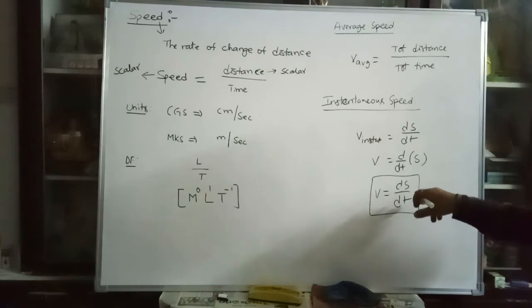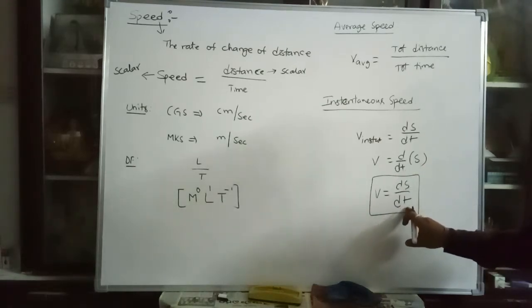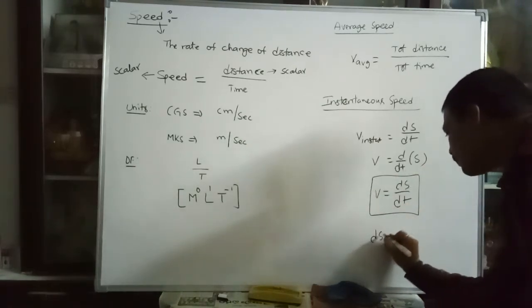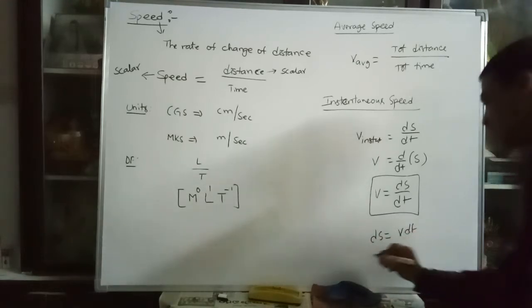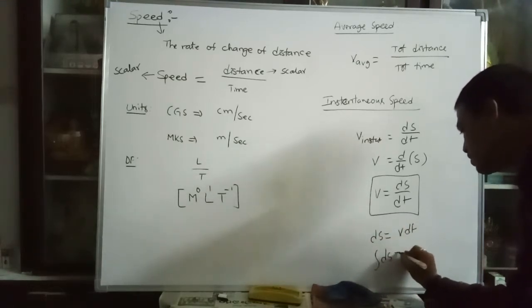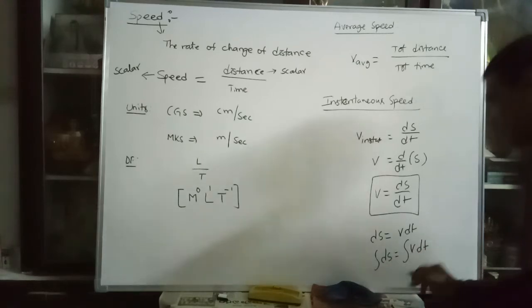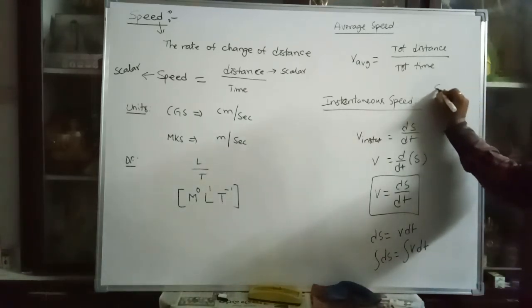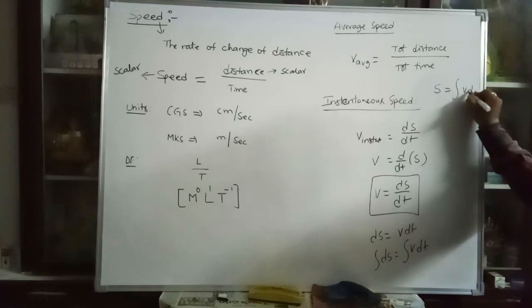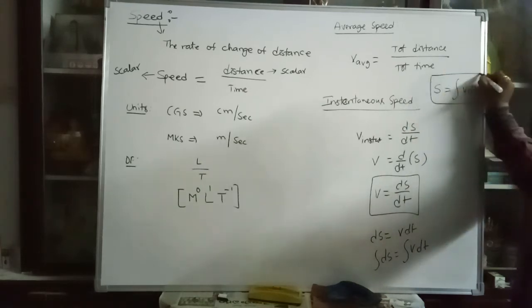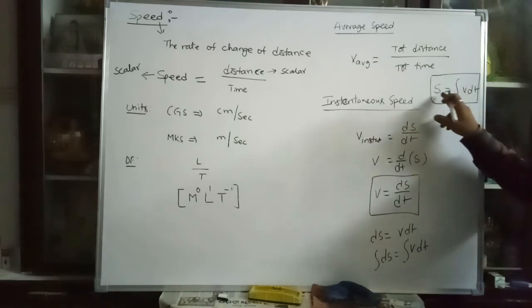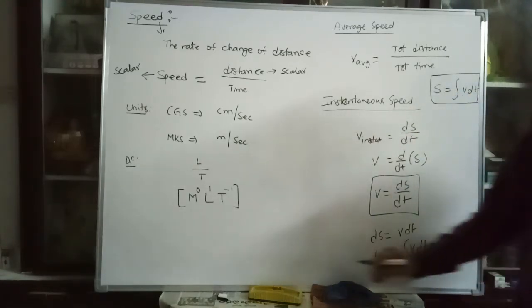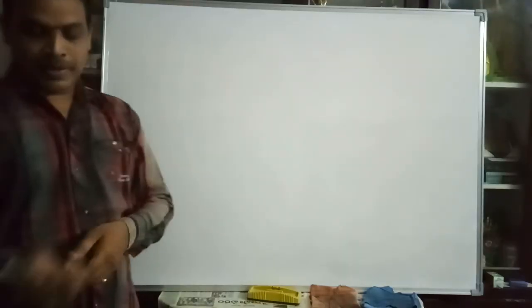From this equation we can calculate the distance also. The dt in the denominator goes to the other side, so ds is equal to v into dt. Integrating on both sides, integral of ds is equal to integral of v dt. Integration converts the small distance into the large distance, so S is equal to the integral of v dt. If you know the speed value, you can integrate the speed and get the distance. Based on these basic definitions, applications are required from a numerical point of view.